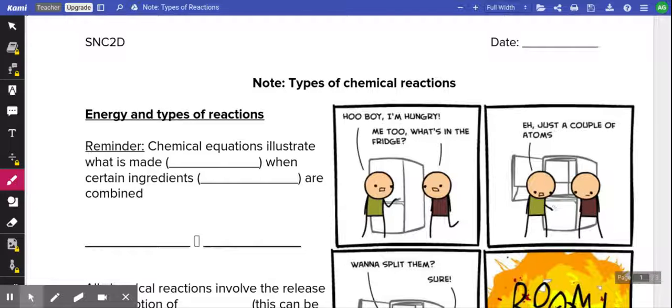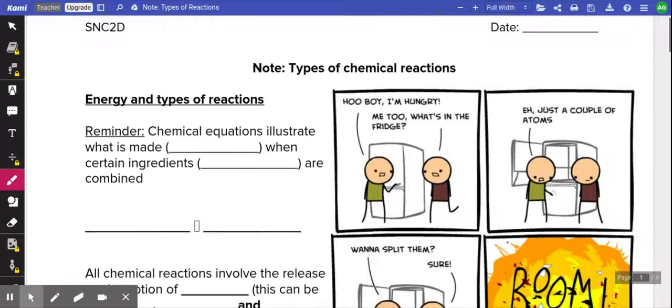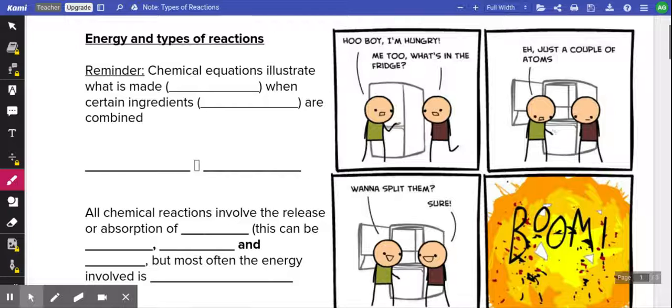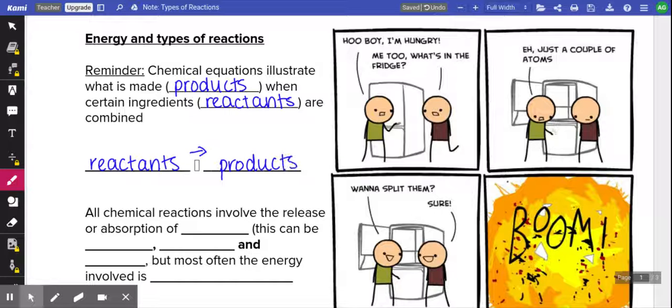So the first thing we need to remember is that chemical reactions illustrate what is made, or what we call the products, when certain ingredients or reactants are combined. That's just in general what is made when certain reactants are combined. So we can generally say that reactants give products in a chemical reaction.